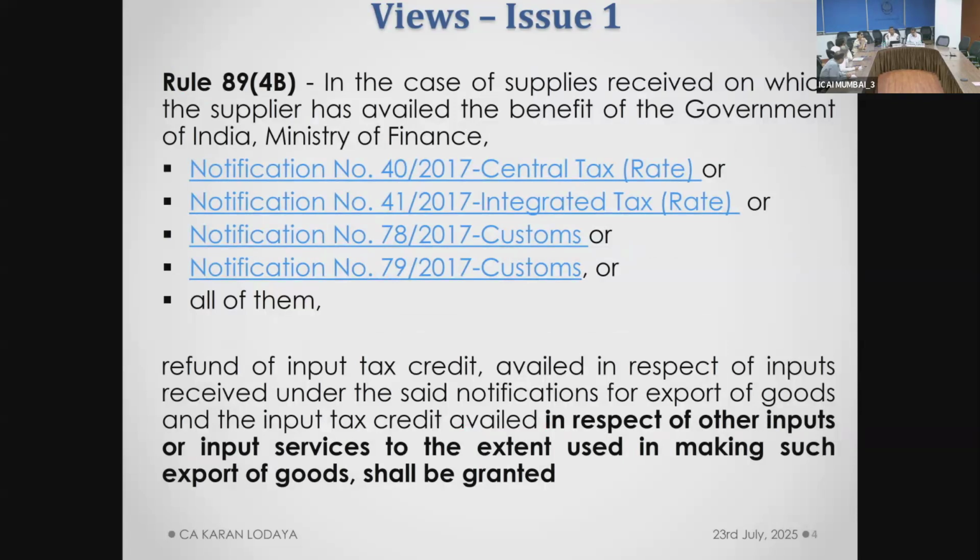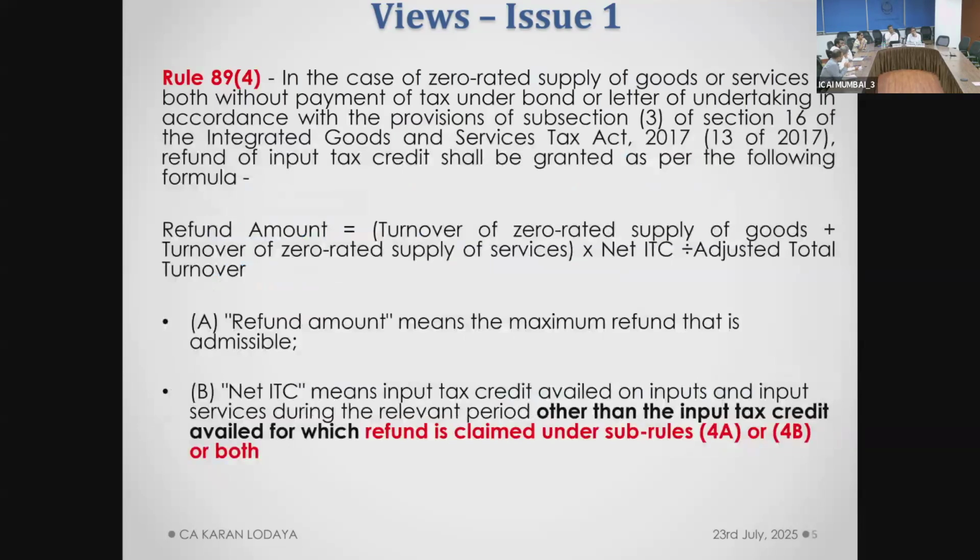So, madam is telling there is an option. I can claim either one. No, we can claim any one, no? Yes, I can claim. Formula also, no? That formula, other than what you already claimed under 89.4B. Yes, sir. Correct. So you're correct.